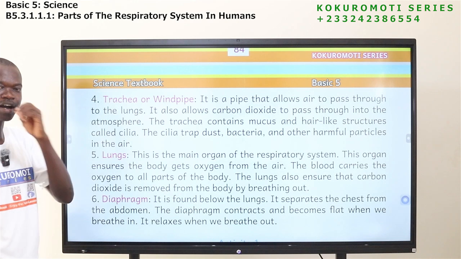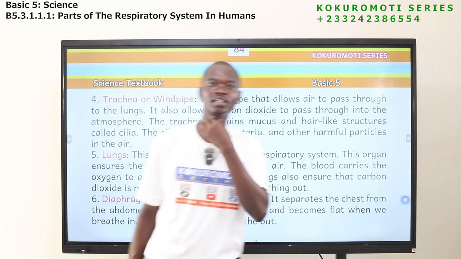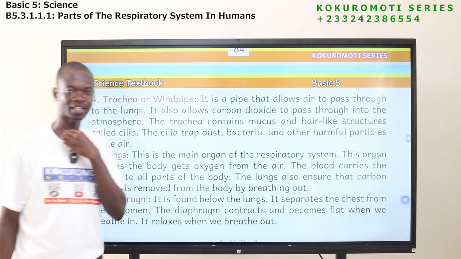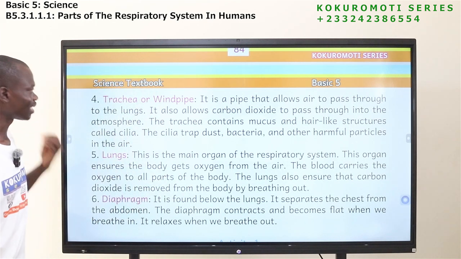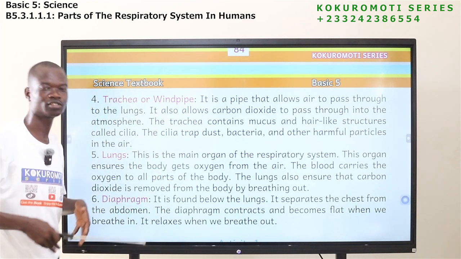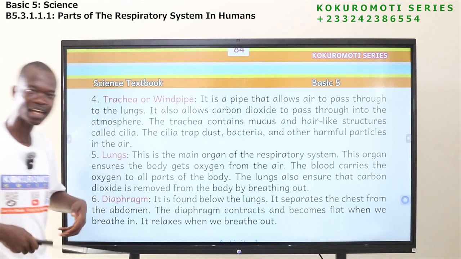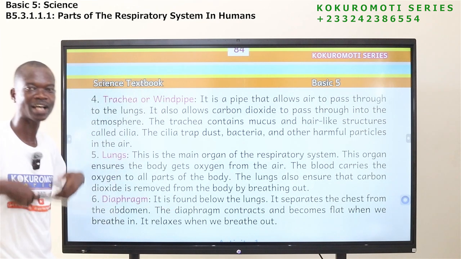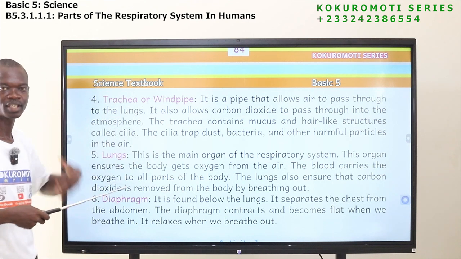So from the mouth to the pharynx to the larynx and then to the trachea, that is the windpipe. And what the windpipe does is that it allows air to enter into the lungs. It takes air to the lungs, and the air from the lungs also passes through the windpipe or the trachea and comes out.